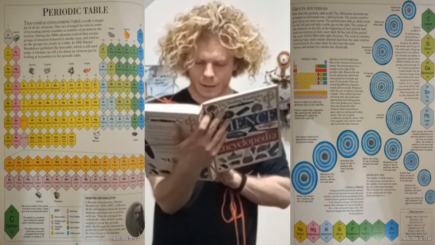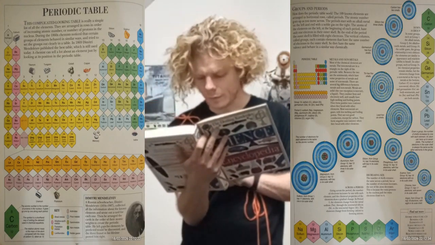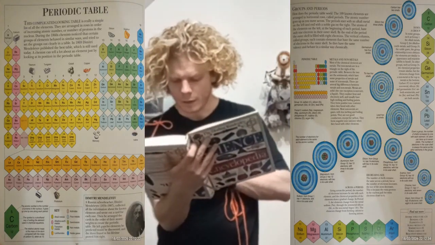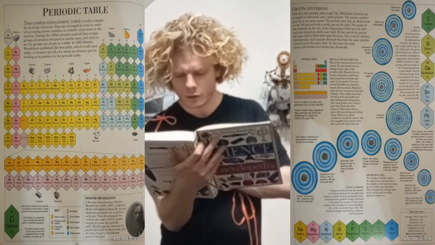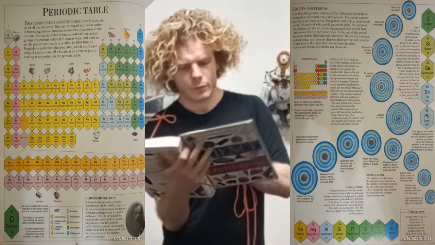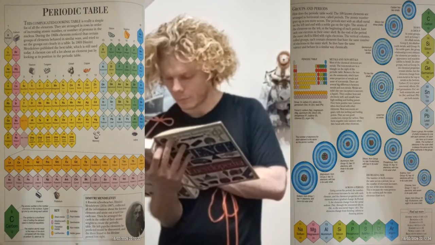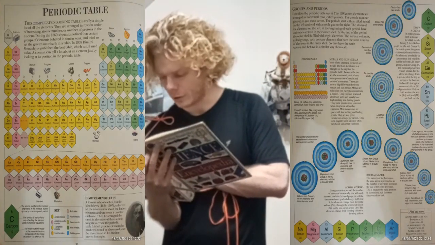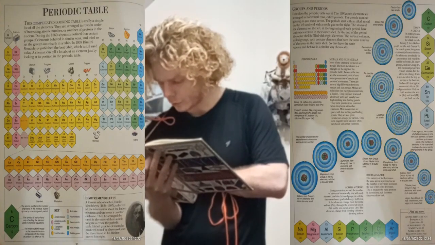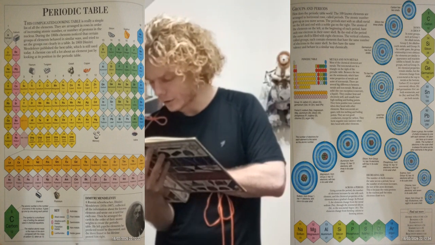Sodium from group 1 has 11 electrons with 1 in its outer shell. Magnesium from group 2 has 12 electrons with 2 in the outer shell. Aluminium, group 13, has 13 electrons with 3 in the outer shell. Silicon, group 14, with 4 in the outer shell, so always 1 more in the outer shell. Phosphorus 5, sulfur group 16, 6, chlorine 7. Argon with 8 electrons in its outer shell.